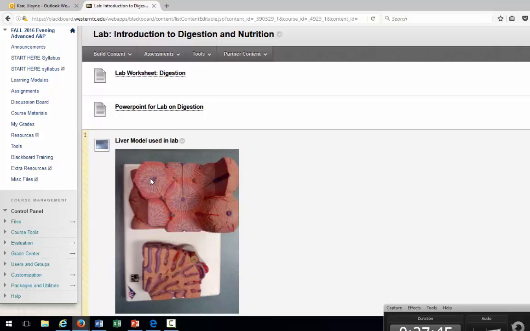And a lobule is made up of layers of hepatocytes, which are liver cells. So layers of liver cells kind of piled on top of one another are called lobules. So it's the structural unit of the liver.